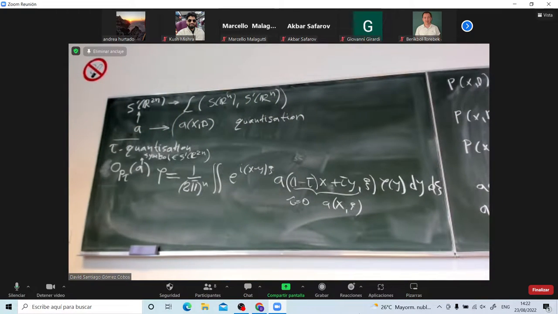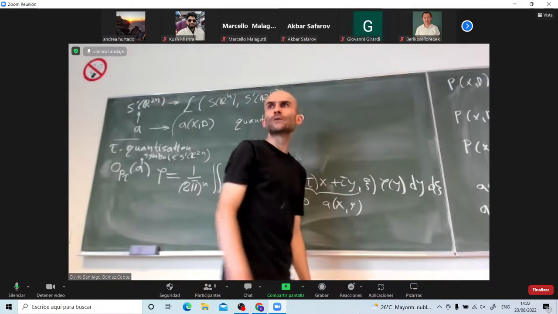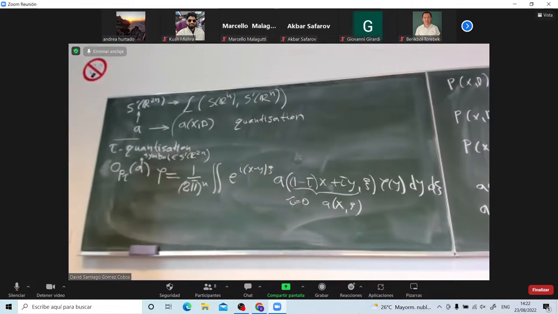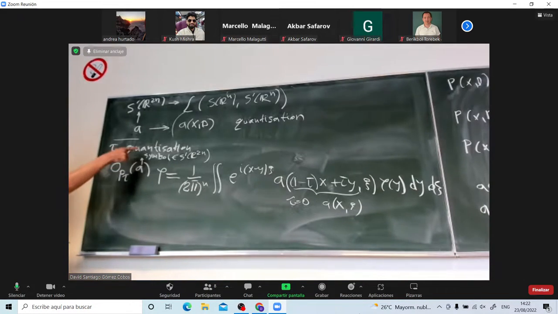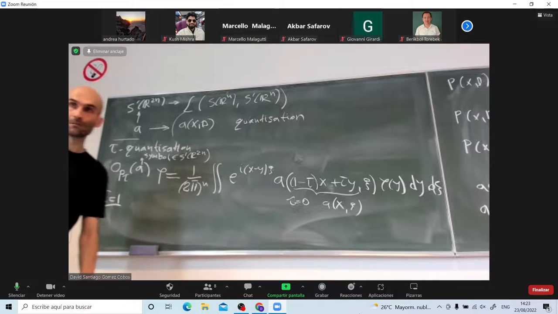Right? And when tau is equal to zero, this is the standard quantization, and usually it's called the left quantization. There's also one more interesting quantization. I'll come back to tau equal to 1/2 because this will be special. There's one more interesting quantization when tau is equal to 1. I have mentioned this. This is called the right quantization. And it has the very interesting property that it is the transpose of the left quantization.